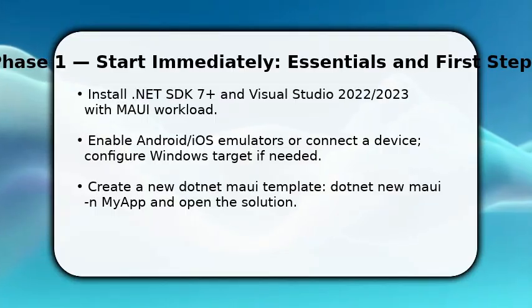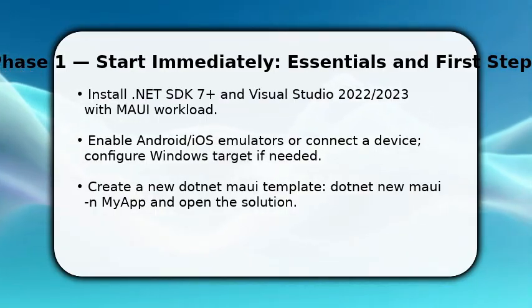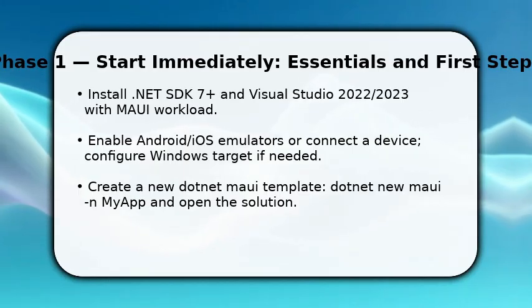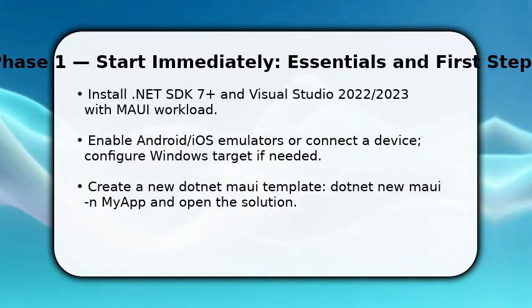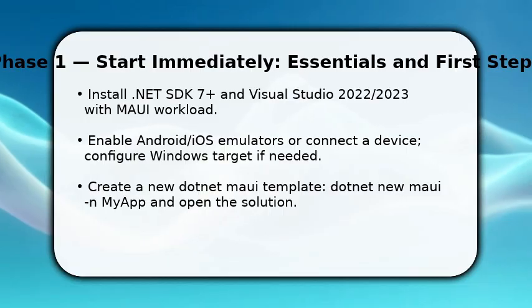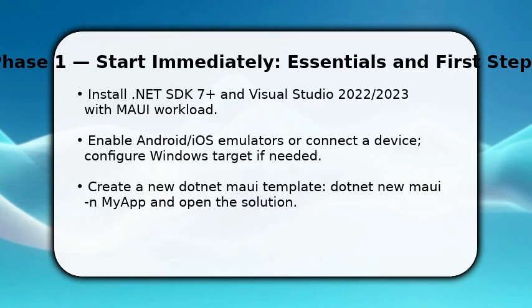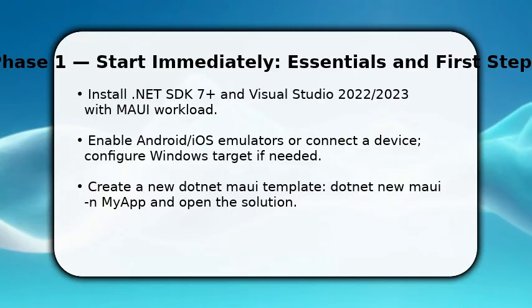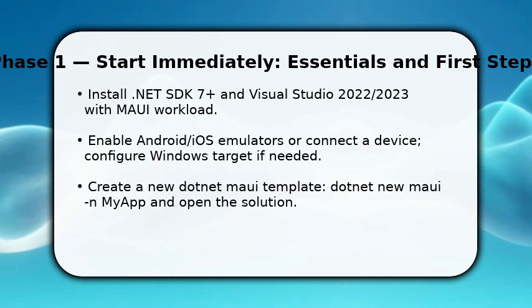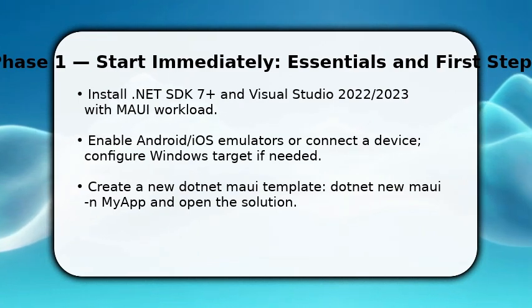You begin by getting a clean, runnable project. Install .NET SDK 7 or later and Visual Studio with the MAUI workload. This provides templates and device tooling. Once done, enable your Android emulator or connect iOS tools and set up the Windows target if you plan to run on multiple platforms. Then create the project with dotnet new maui and MyApp and open the solution in Visual Studio. This gives you a cross-platform shell to modify, run, and iterate quickly.